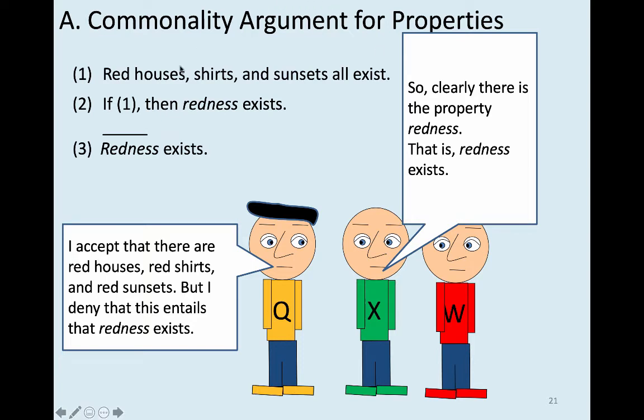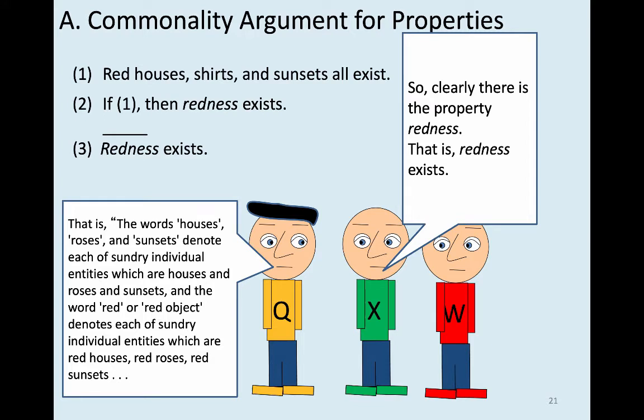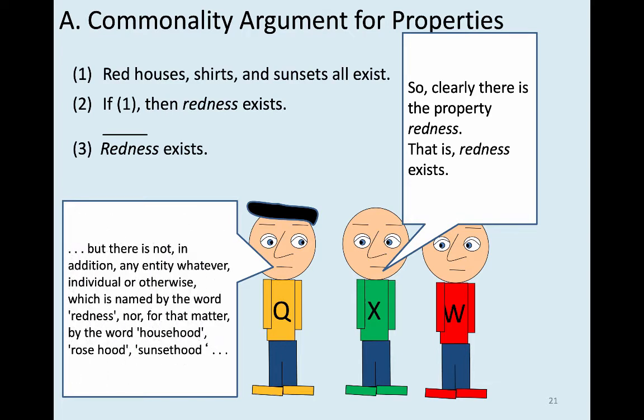He's not just going to say that this argument for the existence of the property redness is unsound. He's going to say there is no such property. And he's going to say a similar thing about the property being Pegasus. That all of these objects are red doesn't require that there is something in addition to the objects themselves. That is, the words houses, roses, and sunsets denote each of many individual entities, which are houses and roses and sunsets. And the word red and red object denote various individuals, which are red houses, red roses, red sunsets, red objects, and so on and so forth.